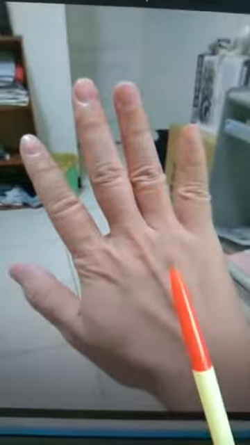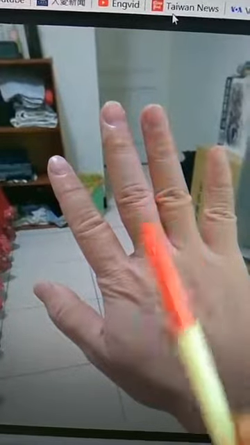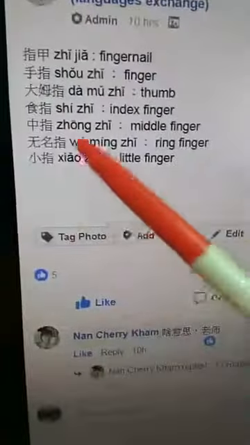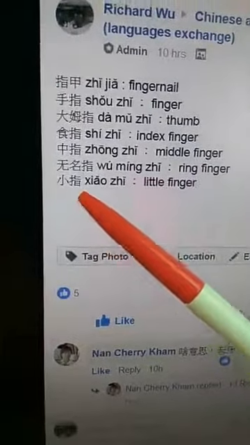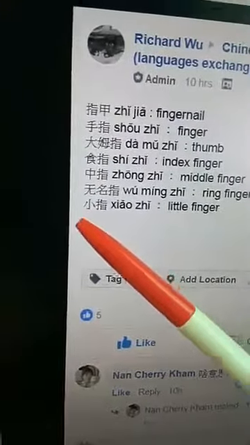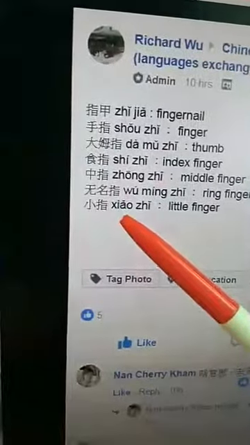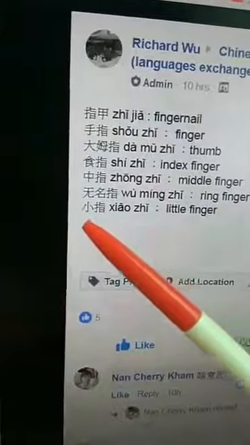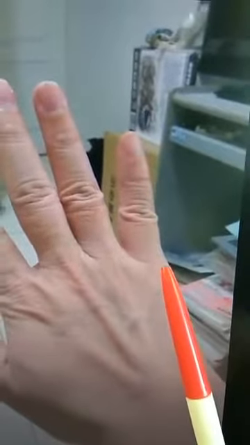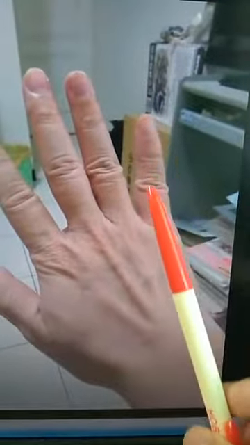Okay. 无名指, ring finger. Okay, let's continue our lesson. The last one, 小指, little finger. In Chinese, 小 means little or small, so it's very easy to remember this finger, 小指, okay? So where is your little finger? Oh, here. 你的小指在哪里? 我的小指在这里.